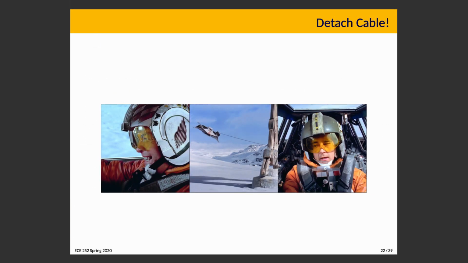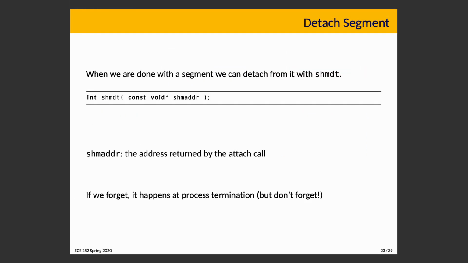Okay. If we're done with it, we can detach. And for that, we just call shared memory detach. It is very easy. It takes only one parameter, and it is whatever value you were provided by the call to the attach function. And if you forget, as I said, this happens automatically when your process terminates for whatever reason. But don't forget, you shouldn't forget.